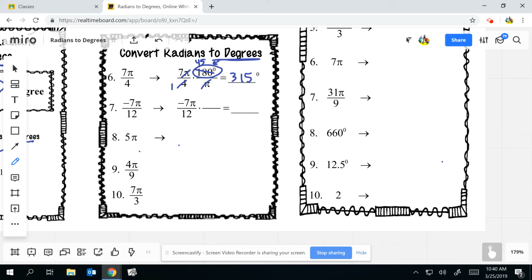Negative 7 pi over 12, you're going to put negative 7 pi over 12 times the 180 on top and the pi on the bottom. If you're going to degrees, you need the 180 to be on top. So cross out the pi's. 12 actually goes into 180, I think 15 times. Yep, 15. So you need negative 7 times 15, which is negative 105. Negative 105 degrees.